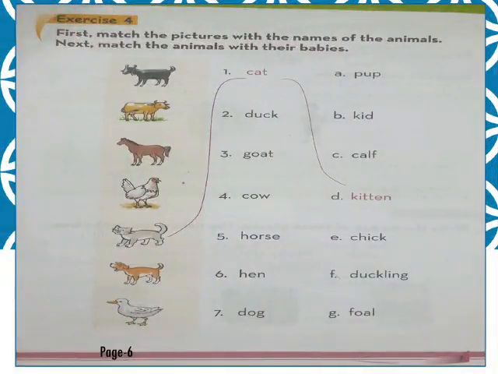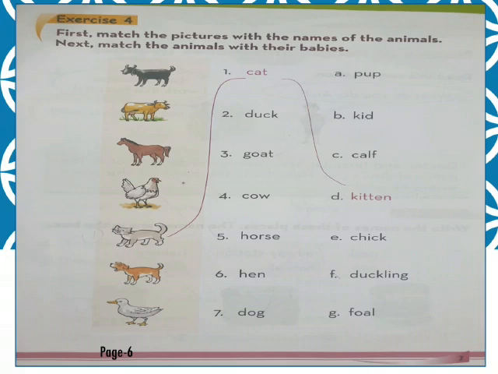The last exercise of this lesson is exercise 4. First, match the pictures with the name of these animals. Next, match the animals with their babies. We will start to match the animals first. One is done for you. You can see the first one, C-A-T, cat. It's matched to the picture of a cat. Now children, try to match the second animal, duck, with its picture. Now you can pause the video for a while and then start to match all the animals with their names.